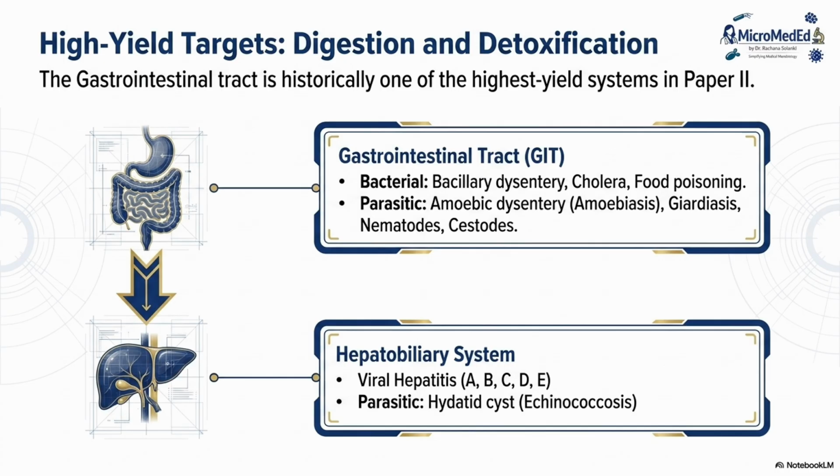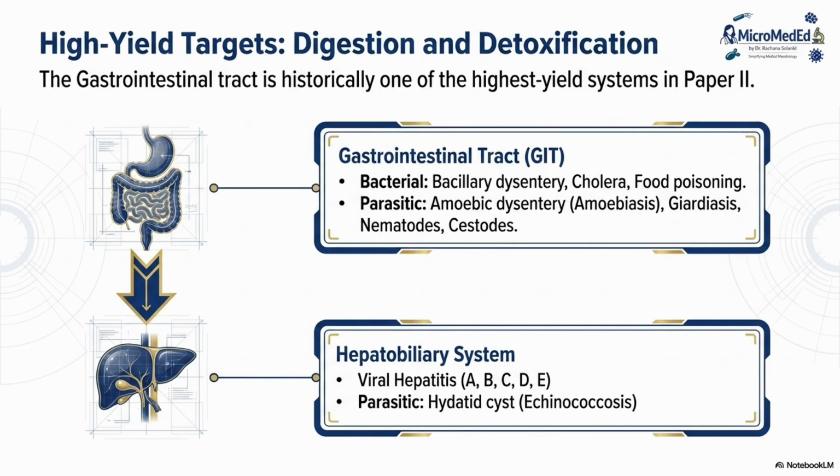So GIT: there will be questions related to bacillary dysentery, cholera, food poisoning, amoebic dysentery, giardia, nematodes and cestodes. Among all these, understand cholera, food poisoning and amoebiasis, mainly asked as a short note or in a case-based scenario. In hepatobiliary: viral hepatitis and hydatid cyst.